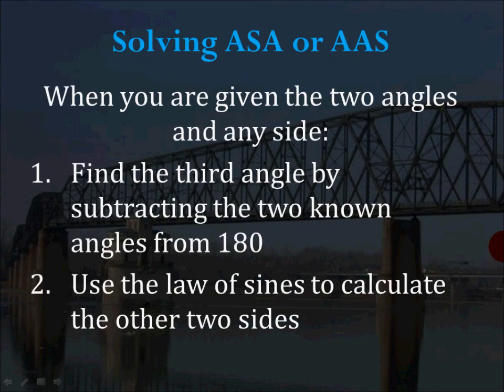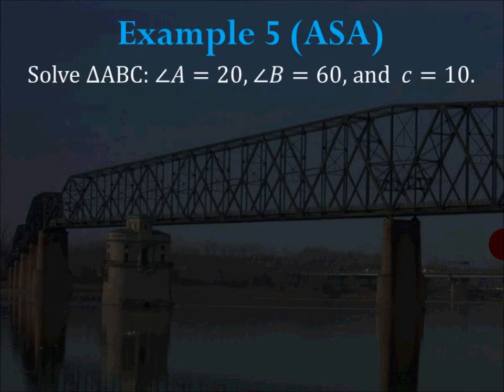Alright, the last scenario is if we have angle side angle or angle angle side. This is pretty simple. When you're given two angles on any side, you're first going to find the third angle by taking the two known angles and subtracting them from 180, and then you're going to use the law of sines to calculate the other two sides. So I think you can do example 5 by yourself. Try this one. Triangle ABC. Angle A is 20, angle B is 60, and side C is 10. Try to do this one yourself using the strategy I gave you.